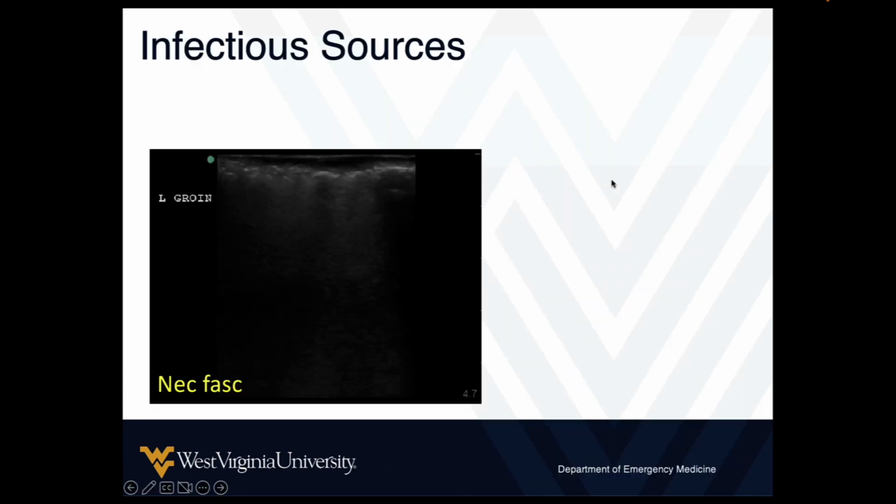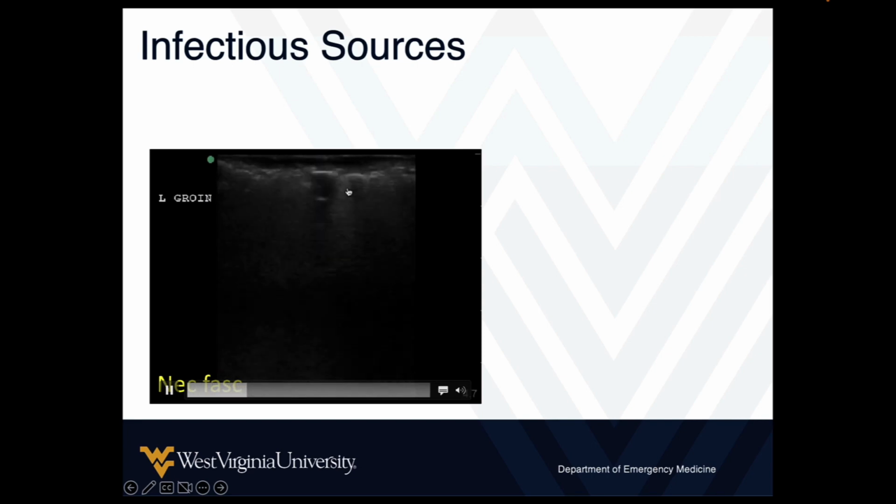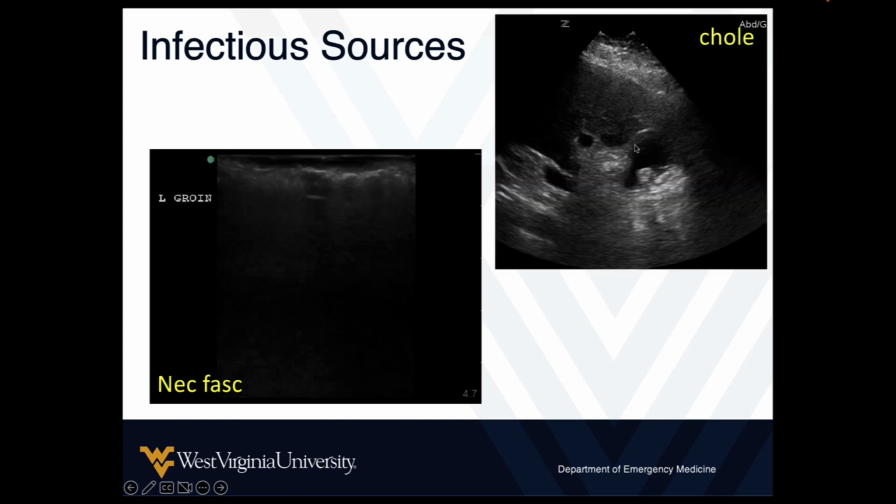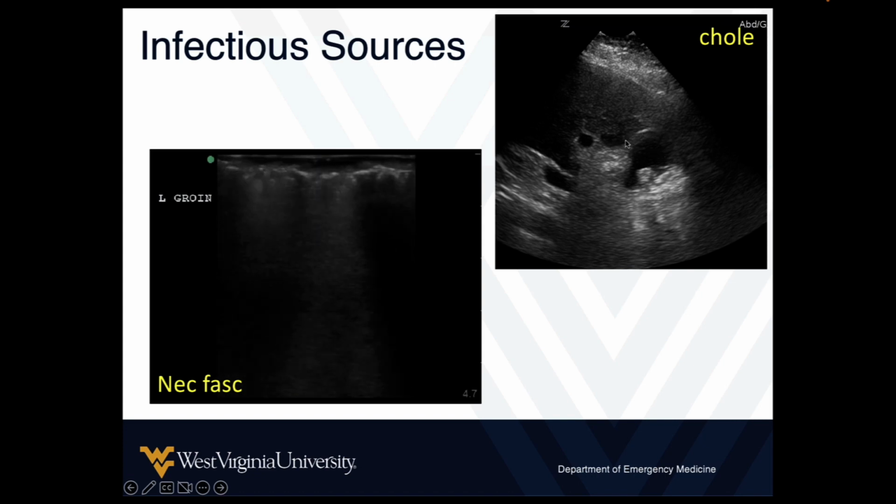Another example of skin and soft tissue infection here. All these bright white things are air bubbles, and all these streaking artifacts are from the air in this necrotizing infection in the groin. This is an acute cholecystitis. So this is the gallbladder with a thickened wall. Looks like a little bit of pericholecystic fluid. There's a stone in here.